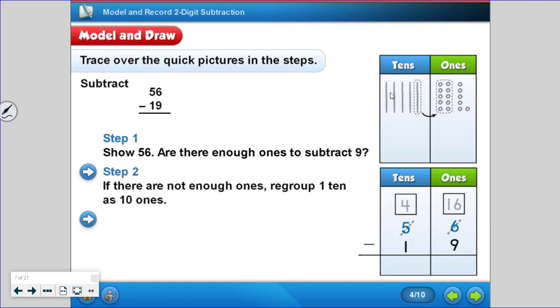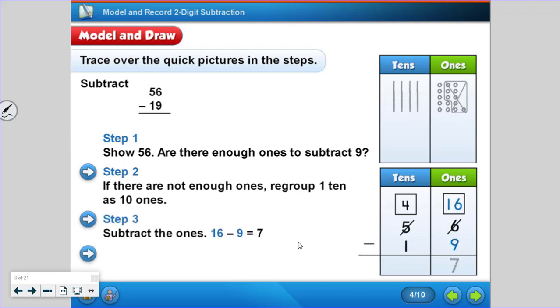So we're going to trace that. So we're going to take a 10 and then we're going to regroup it as another 10, right? So we draw those 10 ones that we regrouped. Okay. Now we go to step 3. Subtract the ones. So now we can subtract those ones.